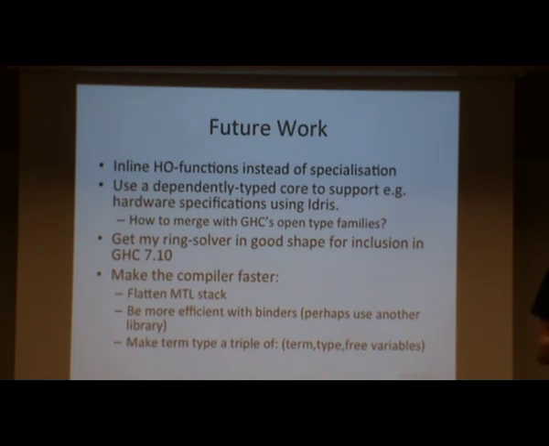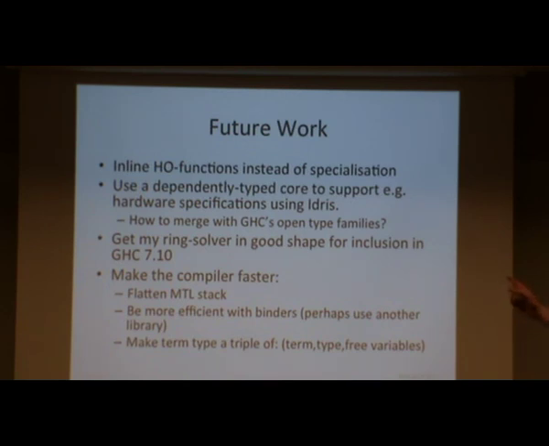One thing I want to do for future work is inline higher order functions instead of specialization, because they only care about the first order structure, not the higher order structure. I want to support iterates, so I want to use a dependently typed core internally. I don't know how to then have GHC's open type families fit into a dependently typed core.